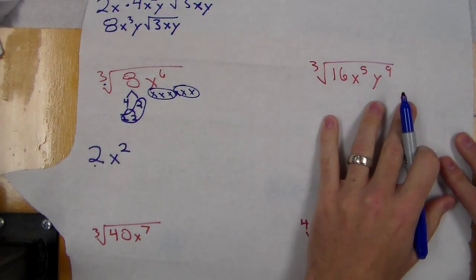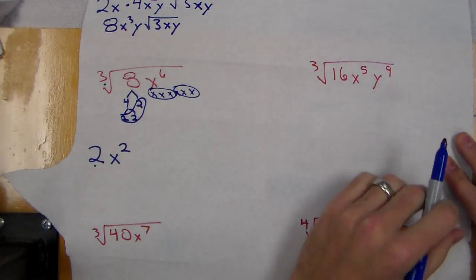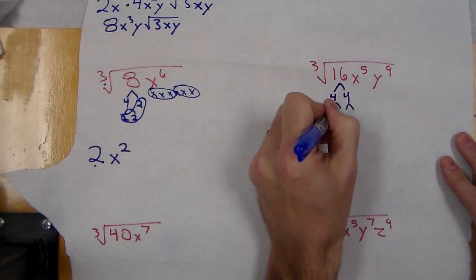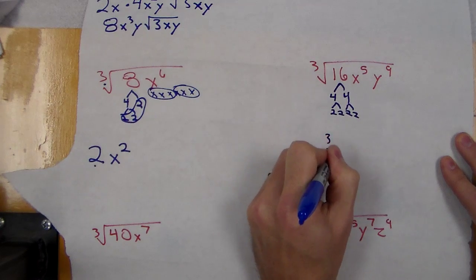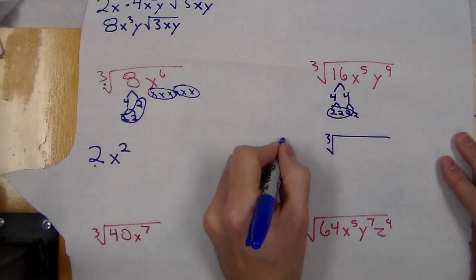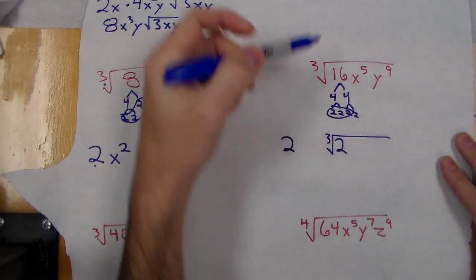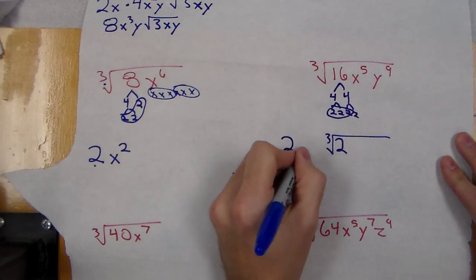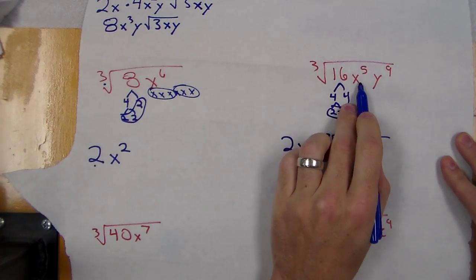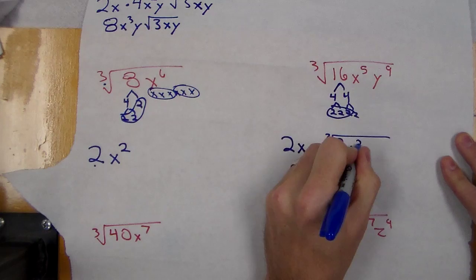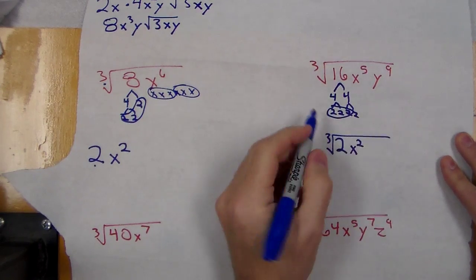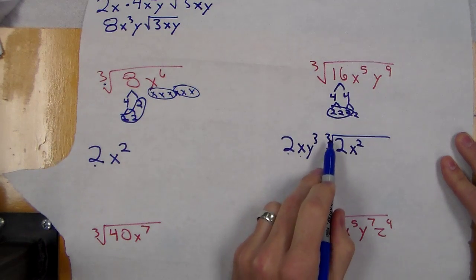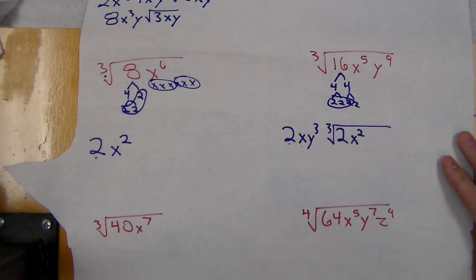We go to something like the cube root of 16, x to the 5th, y to the 9th. This will have something left over because 16 is 4 and 4. Then we have 4 2's. So that's going to take a set of 2's out, 1 left behind. X to the 5th has one set of 3 that comes out. If I take away that one set of 3, I have 2 x's left over. Y to the 9th has 3 sets of 3's, so we write that as 2xy to the 3rd, then the cube root or the 3rd root of 2x squared.